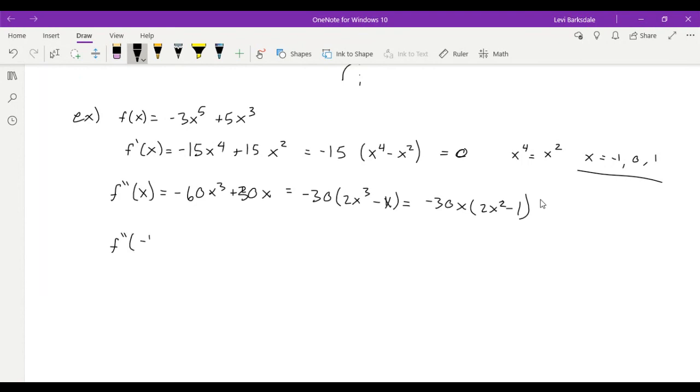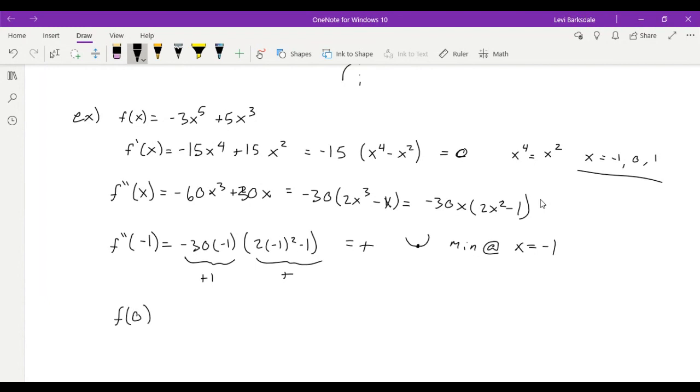So our second derivative at negative 1 is negative 30 times negative 1 times 2 times negative 1 squared minus 1. And we're really only interested in whether the second derivative comes out as positive or negative. This negative 30 times negative 1 is positive. This is a 2 minus 1, which is positive. So because it's positive, it's concave up, which means we have a minimum at x equal to 1.